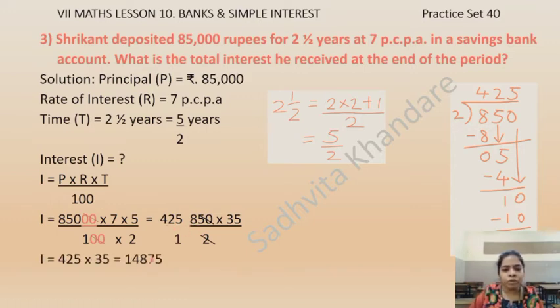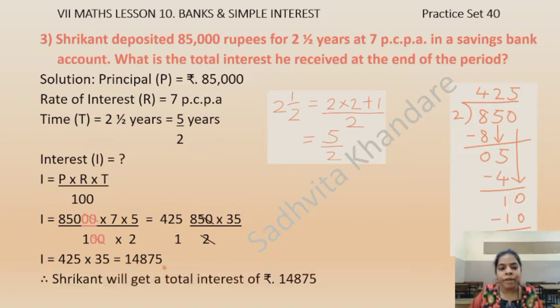I is equal to, now what is remaining children? This 425 and 35. In the denominator there is 1, so this number divided by 1 will give the same answer. 425 into 35 is 14,875. Therefore, Shrikant will get a total interest of 14,875 rupees. Now this sum is over children. Let's move to the next sum.